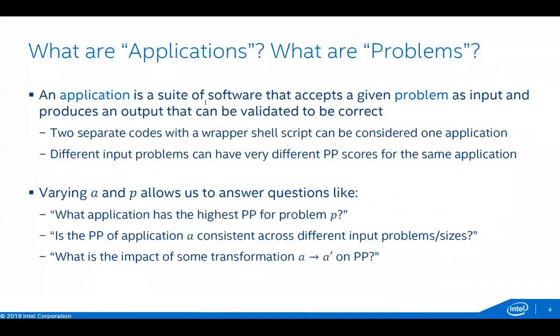So by varying the application and problem, we can start to answer interesting questions, like which of these applications has the highest performance portability for the problem I care about. So that's how you would choose between different libraries or different software packages. You can ask whether the performance portability of your application is actually consistent across different input problems. Maybe that's something that you want to aim for. And you can also look at the impact of some code transformation on your performance portability. So this is the way that you start to be able to track performance portability over time.